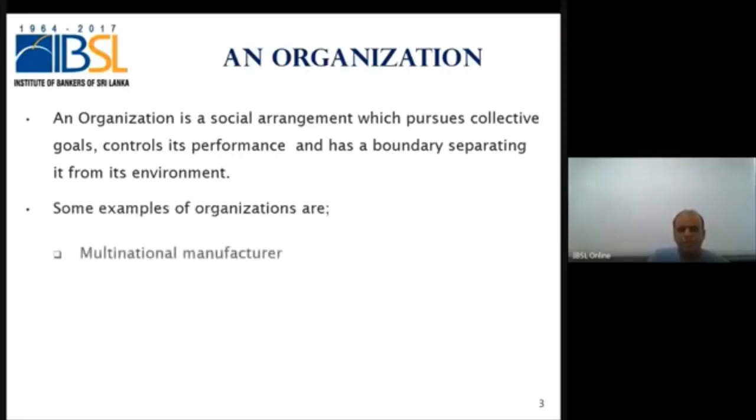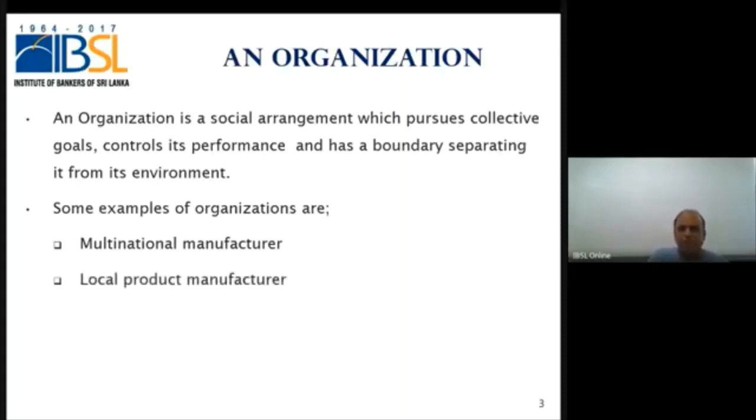Some examples of organizations could be multinational manufacturers. For example, you may take Toyota, where they produce cars and sell all over the world. So they become a multinational manufacturer who produces and sells goods to the entire globe. Or there could be local product manufacturers, whose prime objective is to cater products within the locality of the country.